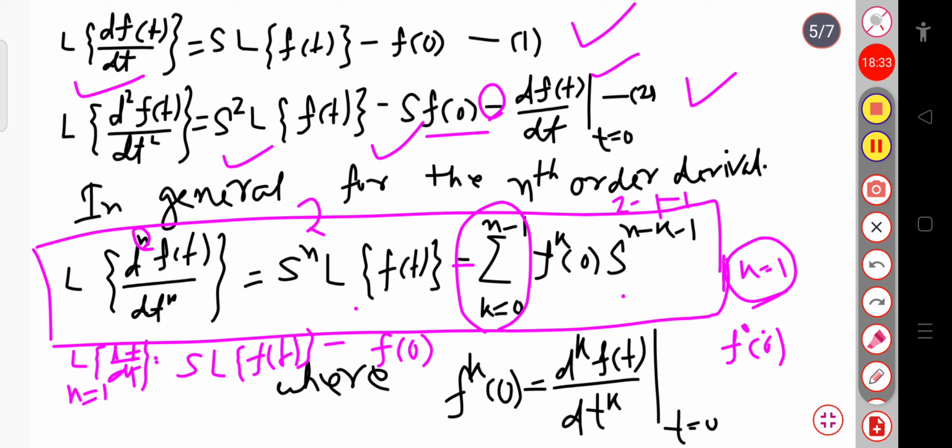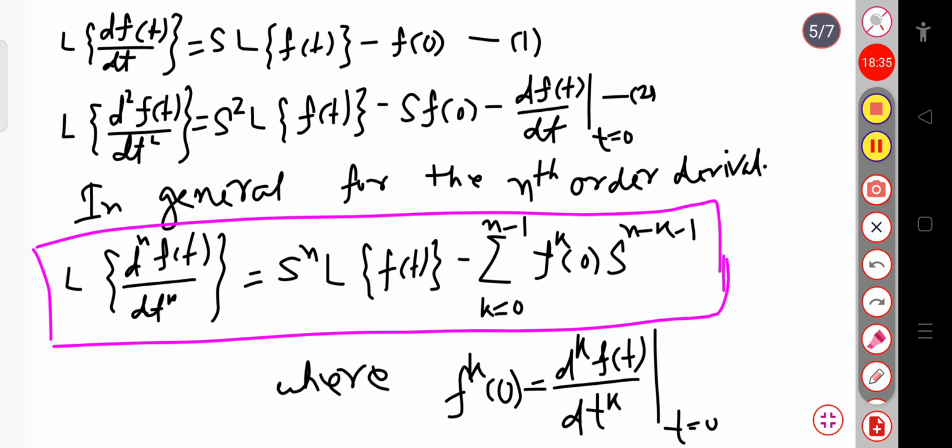So this is our final expression for the nth order derivative of the Laplace transform of the function f of t, that is s power n L of f of t minus the sum over k equal to 0 to n minus 1 of f kth order derivative at t equal to 0 times s power n minus k minus 1.